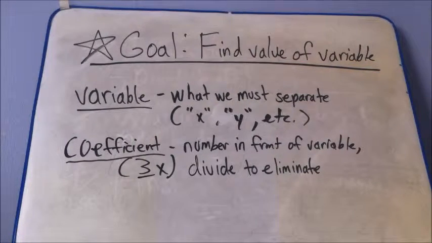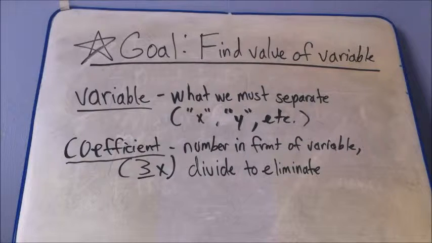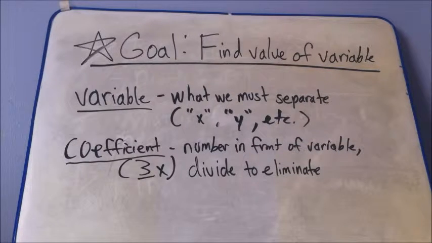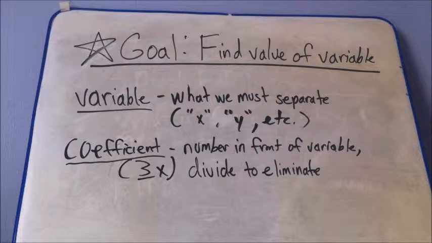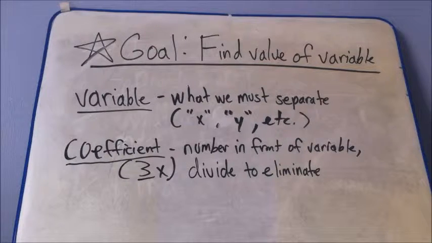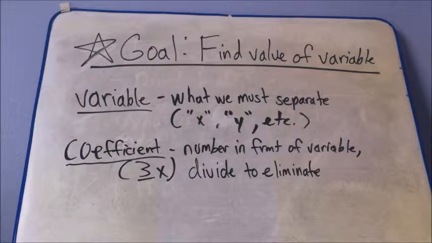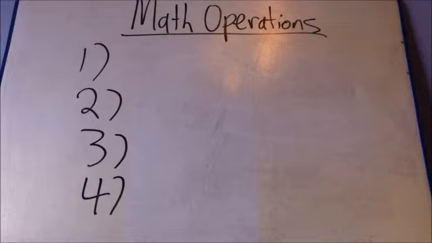Sometimes in front of the variable there will be a coefficient. It is the number in front of the variable, such as in the case of 3x, 3 is the coefficient. When trying to find our variable, we must divide by that coefficient to eliminate it. When solving our equations for our variables, it may be necessary to use any of our four math operations.